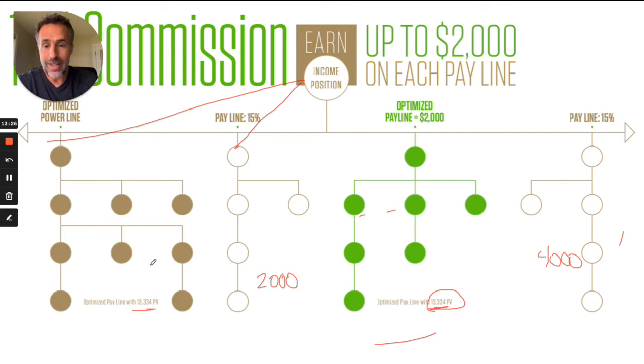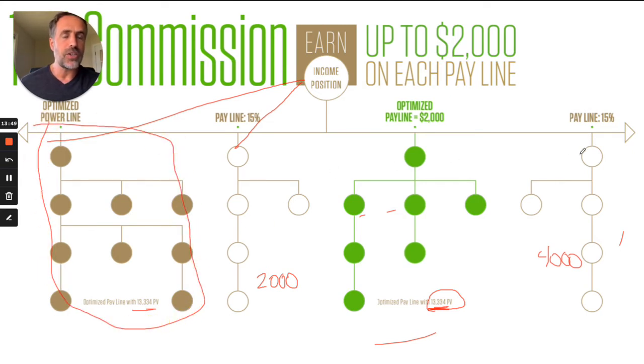So in this example, one of those lines will be called the power line, which is the one that has the most volume. So which one is it? Well, in this example, line 1 and line 2 have the same amount. They're maxed out. They're at the top. They're at 13,334 points, okay? So we'll just take one. So we'll say, okay, this one is the power line, and all the other lines are pay lines.